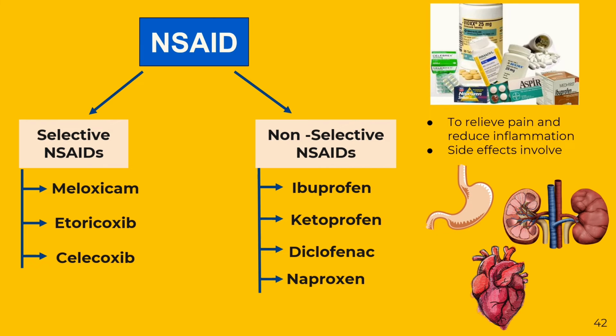They do not slow down the disease, so they are usually taken together with DMARDs, for instance methotrexate, to prevent further joint damage. NSAIDs can be further divided into two categories, selective and non-selective. Selective NSAIDs are meloxicam and etoricoxib. Non-selective NSAIDs are ibuprofen and ketoprofen.